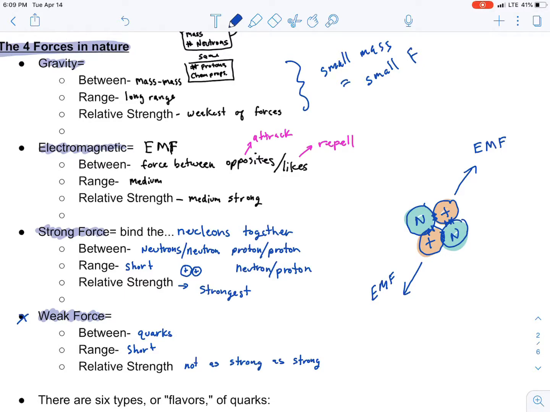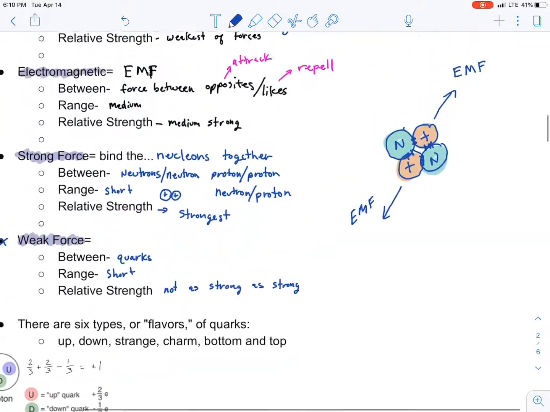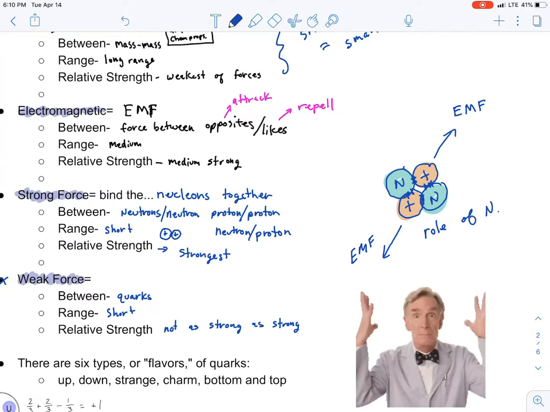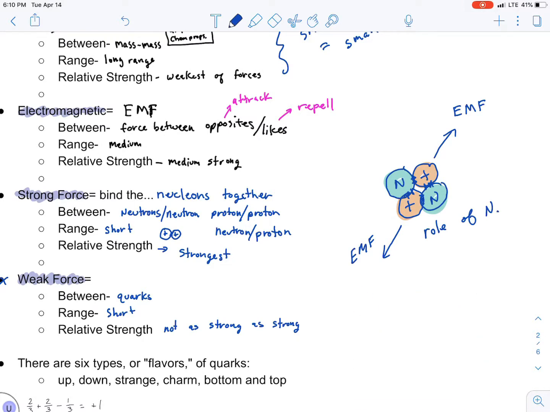So the role of neutrons, right? What do neutrons do? Why do we even have them if they don't do anything? They don't have a charge. They have a weight, but they vary. What they do is they are spacers.